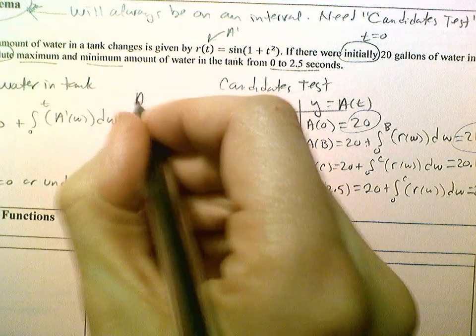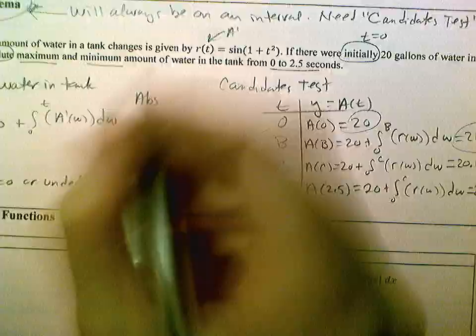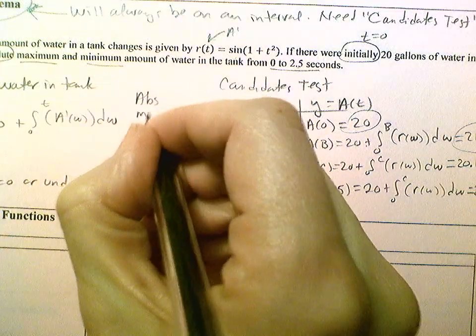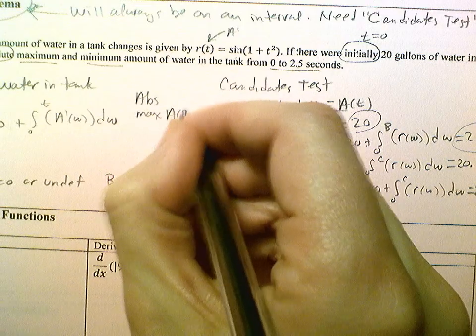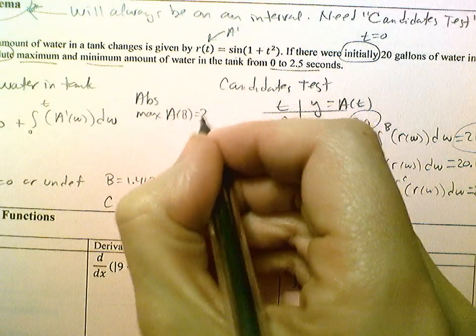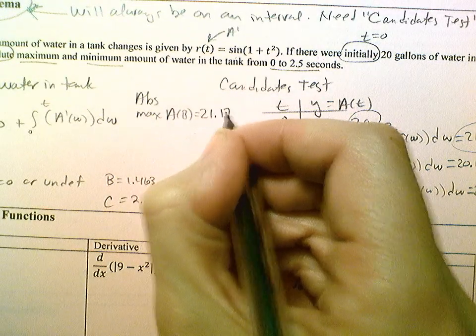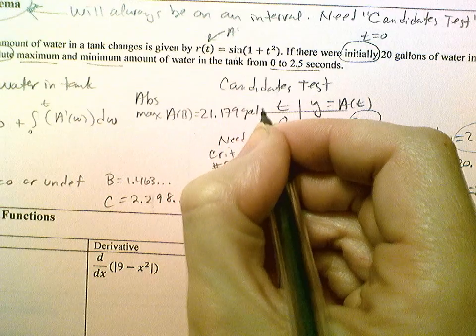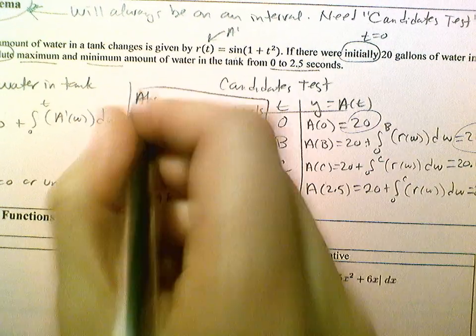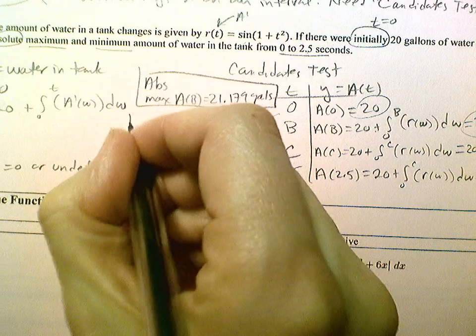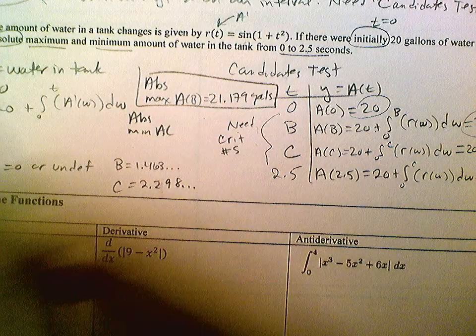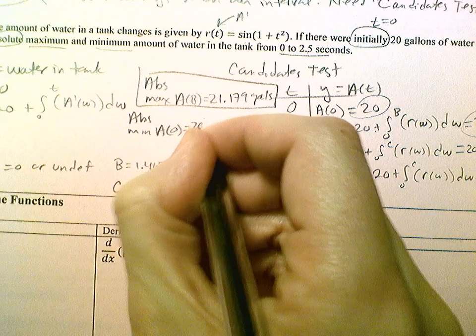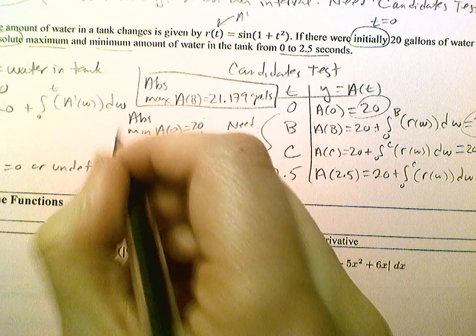So absolute max, and then let's say A of B equals 21.179 gallons. And then absolute min is A of 0 equals 20 gallons.